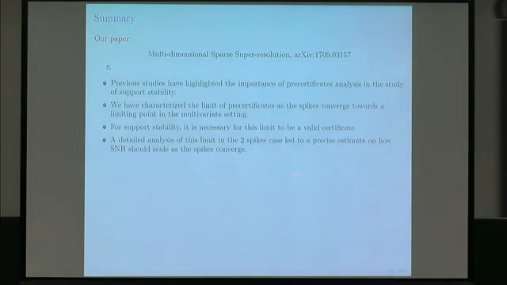Previous studies have highlighted the importance of looking at pre-certificate analysis if we want to study support stability, so any kind of geometric stability. What we've done in this work is characterize the limit of the pre-certificates as the spikes converge to a limiting point. And looking at this limit, we know that it is necessary for this limit to be a valid certificate if we want support stability. And by looking at this limit in the 2-spikes case, this also gave us a precise estimate on how the signal-to-noise ratio should scale as your spikes converge.